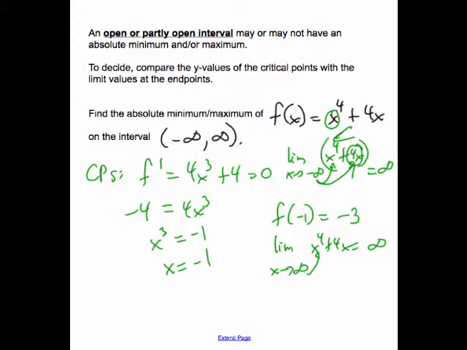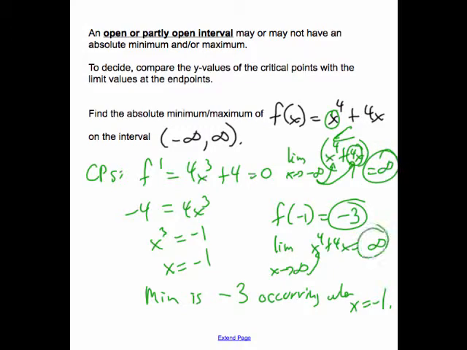So the lowest y value is negative 3. So the minimum is negative 3, occurring when x is negative 1. And since the y's are infinitely large, there is no max.